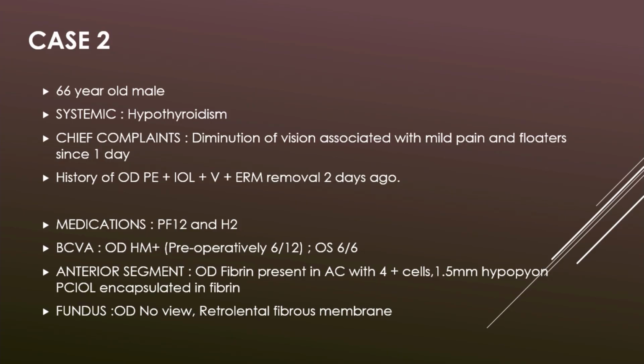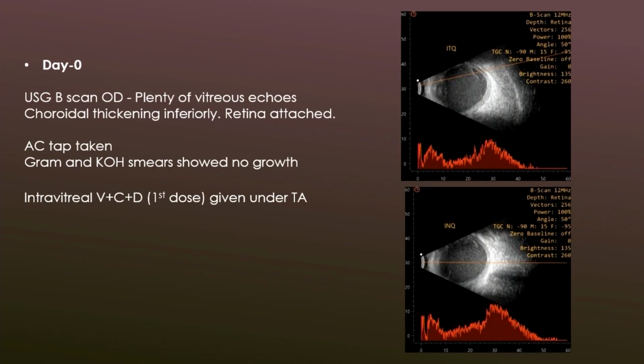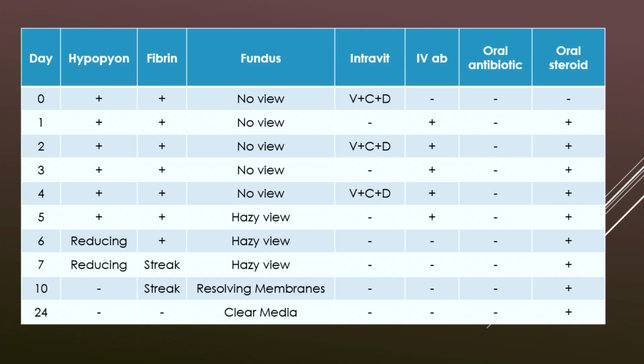There was no view of the fundus at this point of time, so we went ahead and did an ultrasound of the right eye, where plenty of vitreous echoes were noted, along with an attached retina, choroidal thickening, and we can see the peripheral uncut vitreous gel. AC tap was taken at this point of time, and gram and KOH smears showed no growth. So intravitreal vancomycin plus ceftazidime plus dexamethasone first dose was given at this point of time.